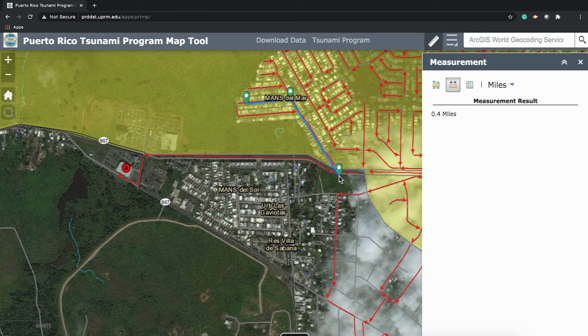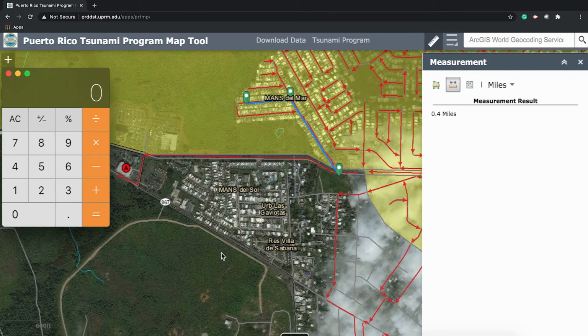Next, let's calculate the time it takes to walk these 0.4 miles. We'll divide 0.4 miles by the average walking speed of a person, which is approximately between 2.5 and 2.7 miles per hour. We'll use 2.5 miles per hour.